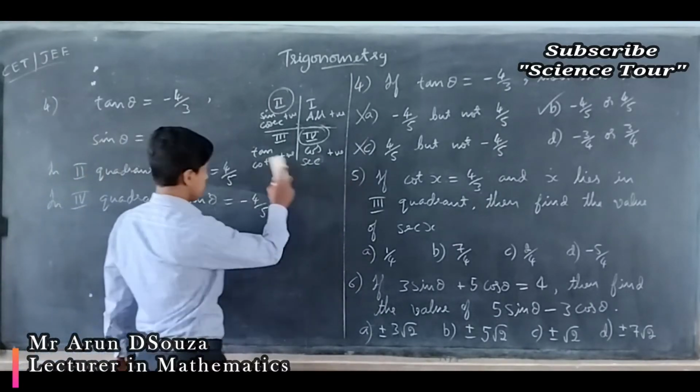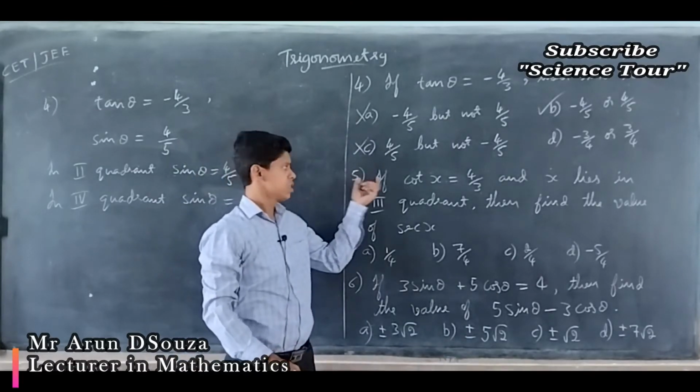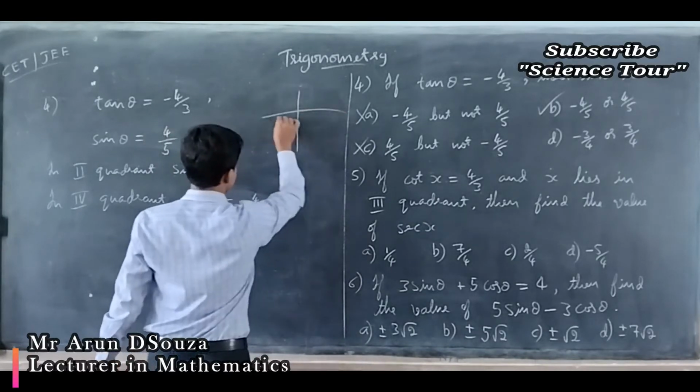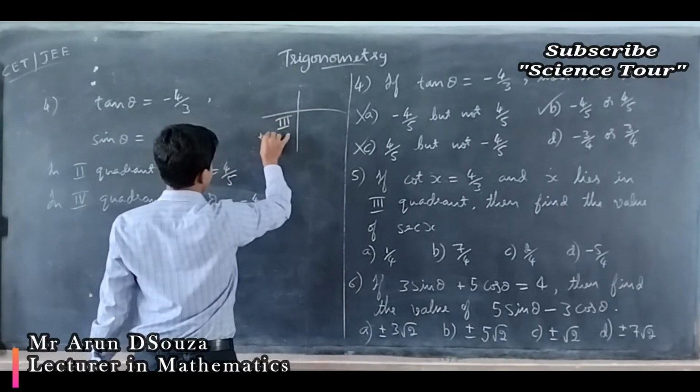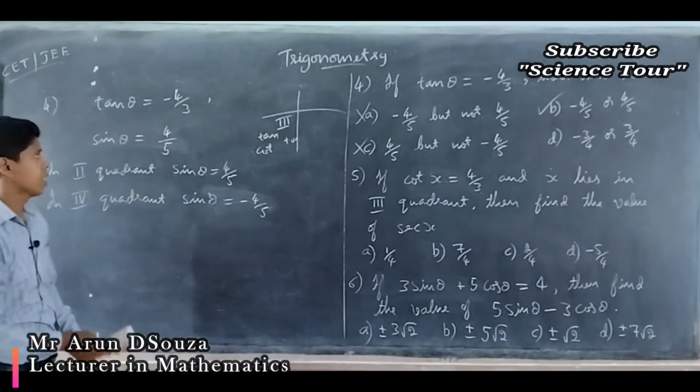Now let's move to the fifth one. The fifth question is straightforward. They have given that it is in the third quadrant. In the third quadrant, tan and cot are positive, others are negative.